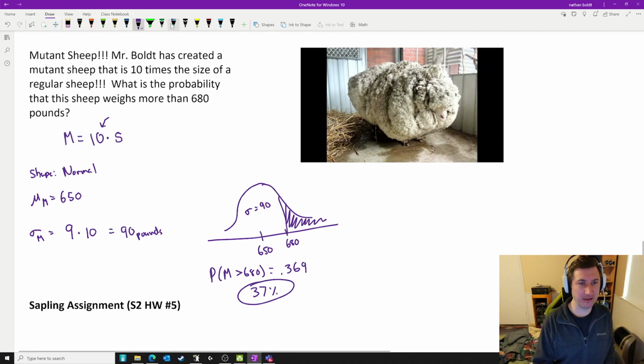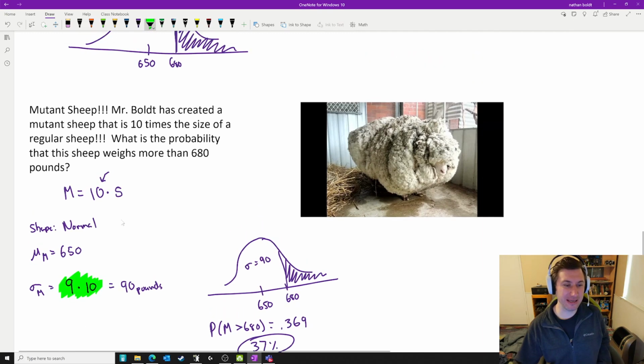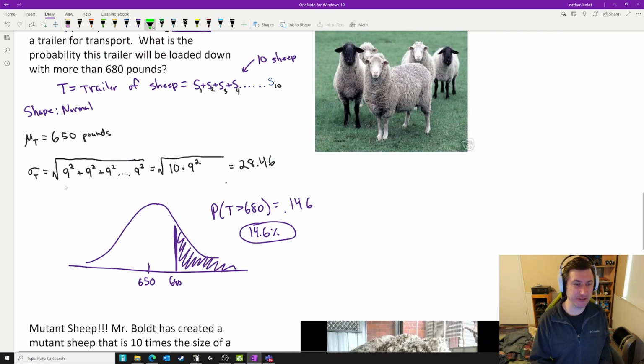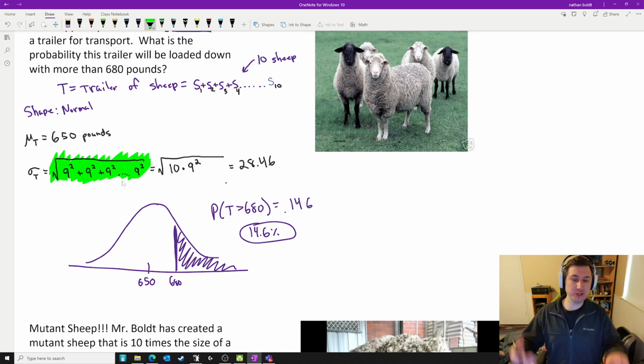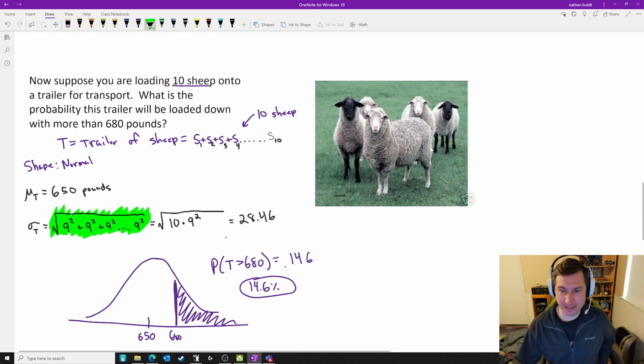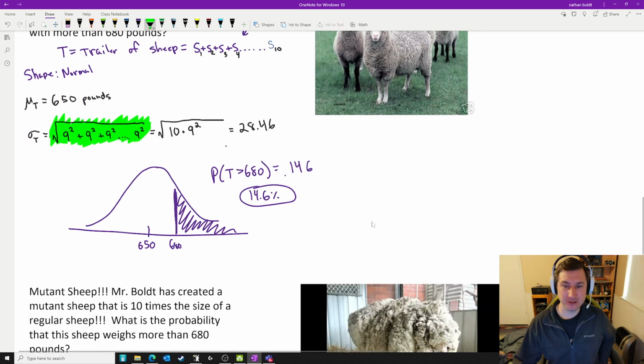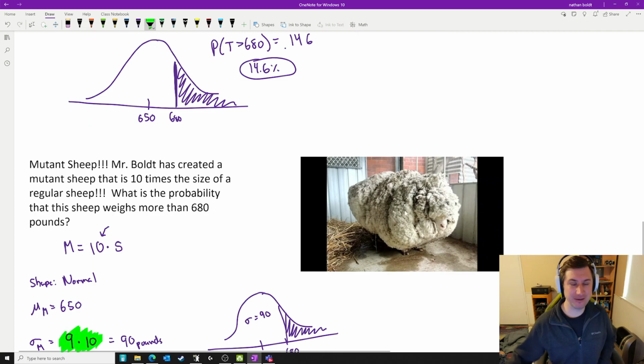All right, so hopefully you can see the difference here between how we calculate the standard deviations. Are you adding multiple random things, or are you multiplying one random thing? Okay, are you looking at many random sheep, or are you multiplying one mutant sheep? That changes how the normal model gets transformed.